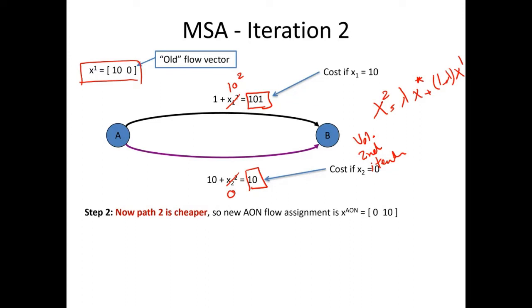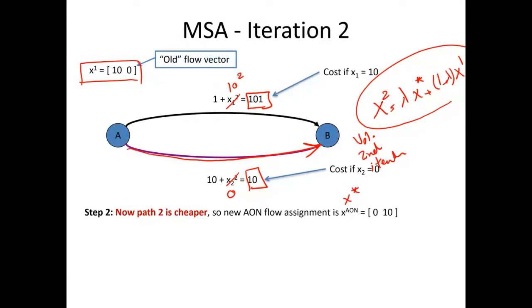So now let's have a look. Before we use this formula, let's see which one is now the shortest path. Now that we've updated the link costs, we can see that the bottom path, or path 2, is cheaper. Now we do another all or nothing assignment to calculate this X AON, or X star. This is also X star.